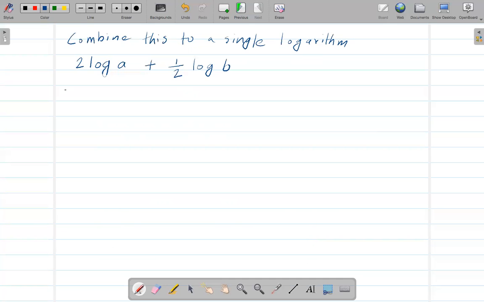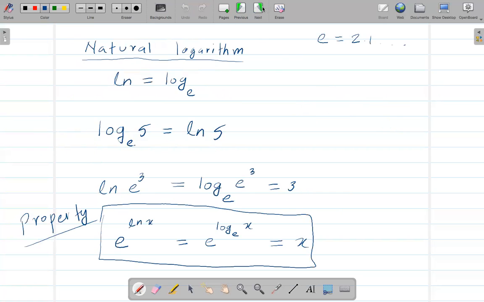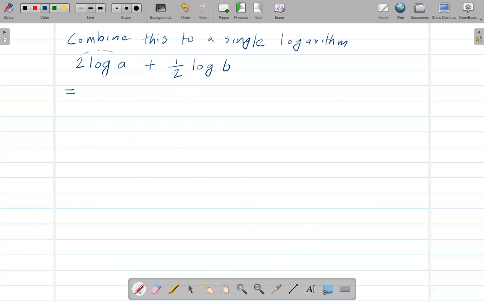Here, one of the properties I explained, I can basically move whatever we have up here. So what I can do here is move this up here, I can move this up here.